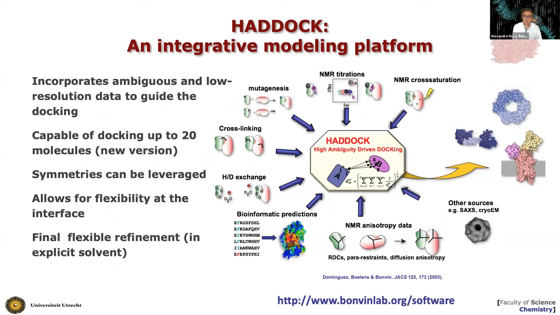And for more than 20 years now, we have been developing a software called Haddock, which is an integrative modeling platform where we can actually harvest a lot of this information that I just described to build models of those molecular machines. And one of the key aspects is that we can define the experimental information, or transform it, into some kind of energy function, which we take into the calculations to locate the solution to the problem, possibly. One characteristic of Haddock is that we can also model up to 20 molecules currently.